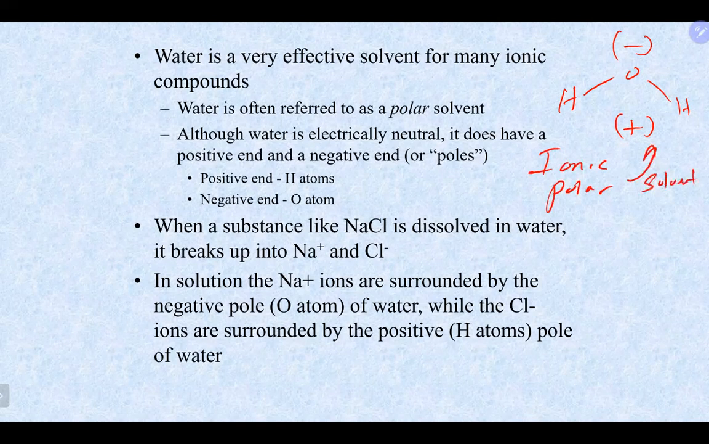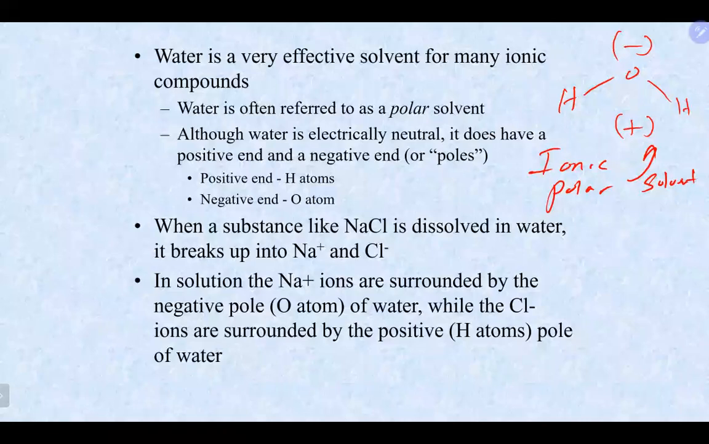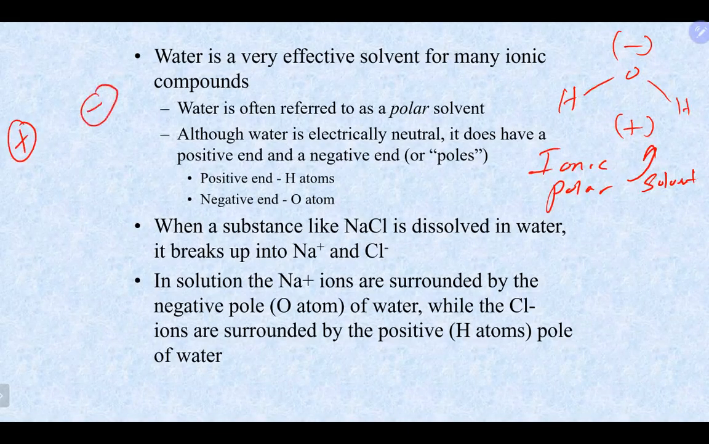And what happens is, for example, when we take something like sodium chloride, a solid, and dump it into water, basically it'll break apart into its ions. So we have positive ions and negative ions, and each of these ions pretty much gets surrounded by a bunch of waters. And the positive ion would be surrounded by the negative side of water, which is the oxygen.